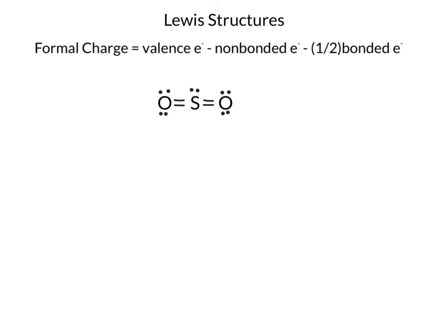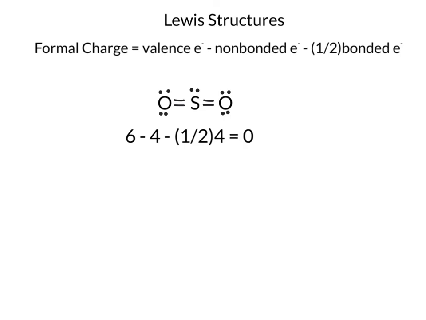Now, if we do the formal charge assessment for this, let's start by looking at the oxygens. Both oxygens are the same, so we can cover both of them together. Each oxygen once again starts with 6 valence electrons before bonding. Then we're going to subtract those 4 non-bonding electrons and then 1/2 of the 4 bonded electrons, giving us a formal charge of 0.